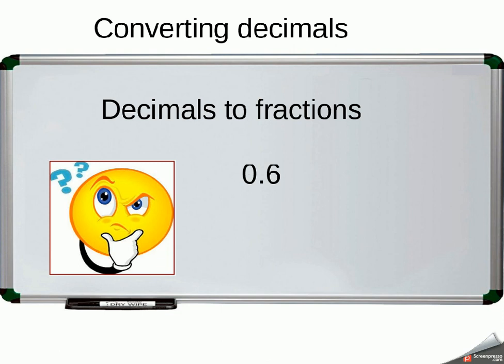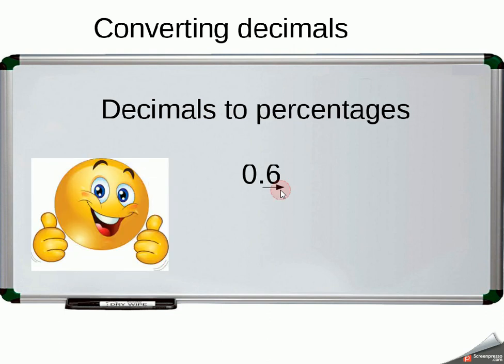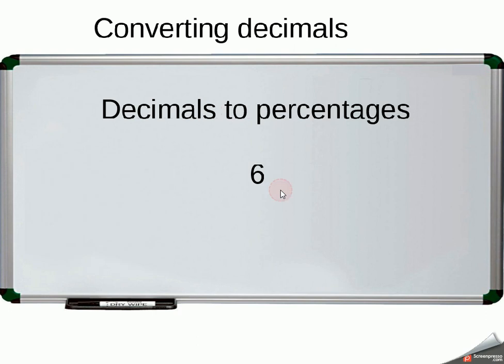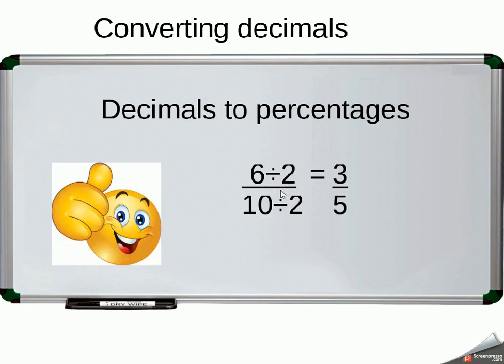But going back to this example, the 6 here is in the tenths column. So what we're going to do is put the 6 over a 10, as I've done here. But then remember, we have to simplify, and in this case 2 will go into both 6 and 10. So 6 divided by 2 gives us 3, 10 divided by 2 gives us 5, and the fraction that we get from that decimal is 3 over 5.